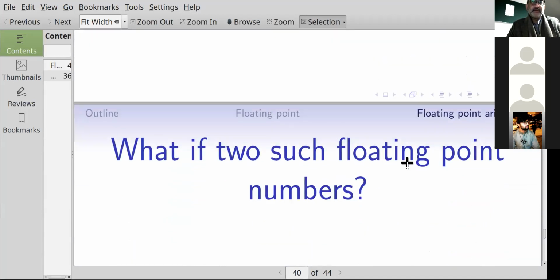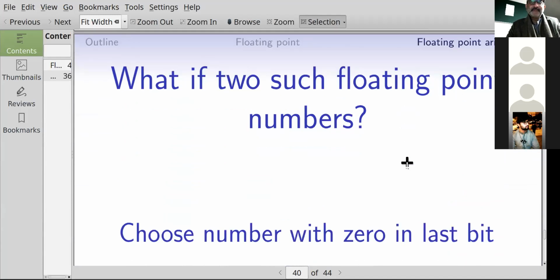What if there are two such numbers? One might be a little bit bigger and one a little bit smaller, and they're both equally close. Then one of them will have a 0 in the last bit, and the standard is to choose the number with a 0 in the last bit.